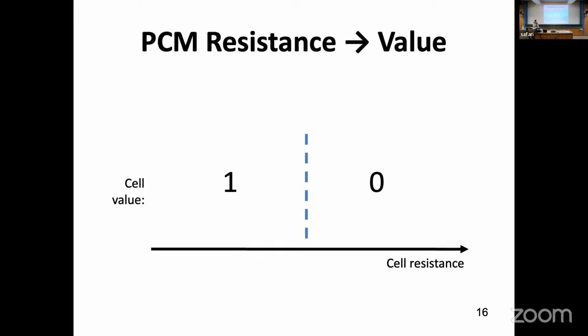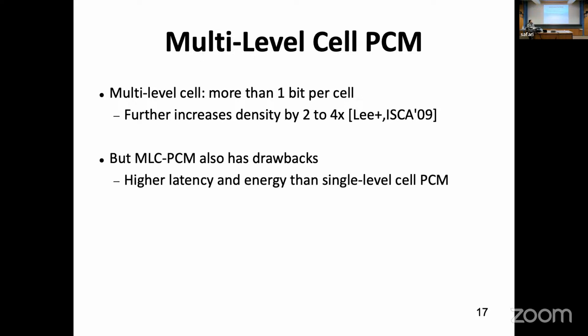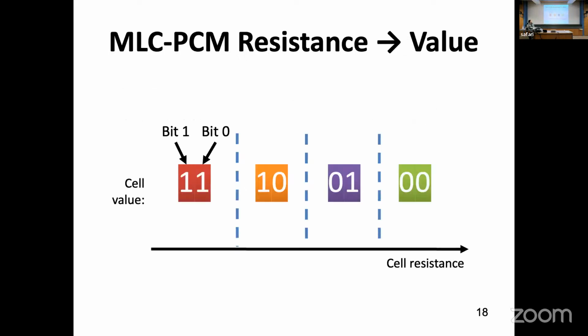If it's smaller than the reference, then it's identified as logic 1, and if it's larger than the reference, then it's identified as 0. So if you look at the multiple-level cell PCM, we can divide the resistance range into multiple ranges. And so we can store 2 bits in a single PCM cell: we use this range to represent 1 1, and the second range to represent 1 0, 0 1, or 0 0. But this has some, yeah.